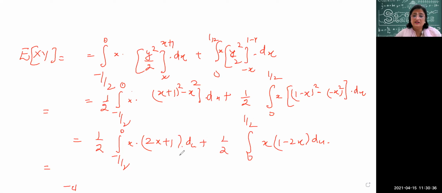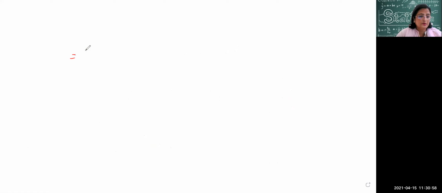So again, beta, this is a very simple integration. This is 2x square plus x, this is x minus 2x square. ठीक है जी. So when you will take it, this is 2x square plus x. This is x minus 2x square. So when you will integrate these things, what you will get? So after integrating, this is equal to 1 by 2.